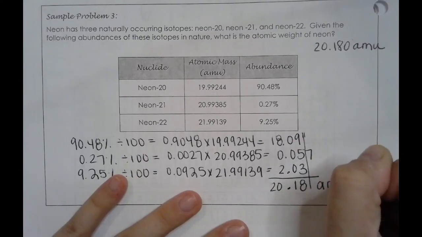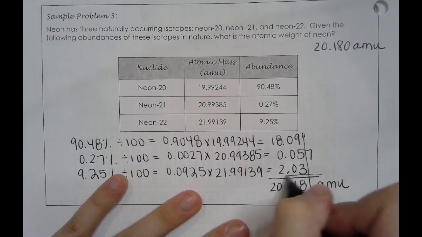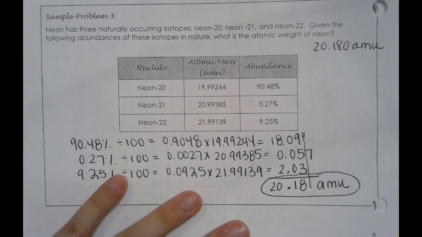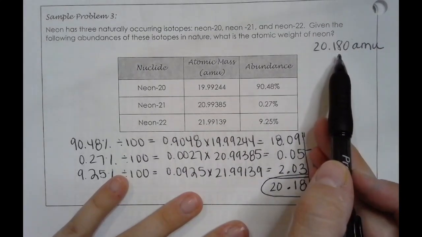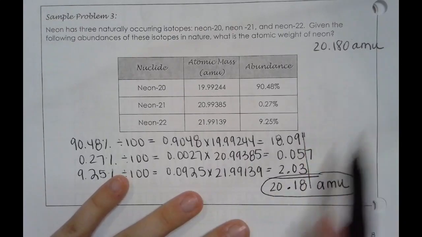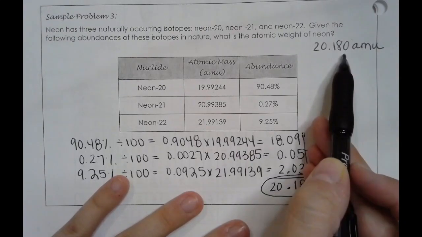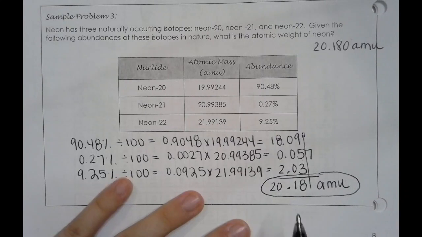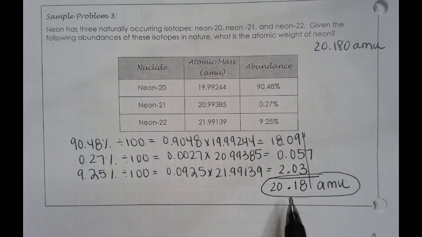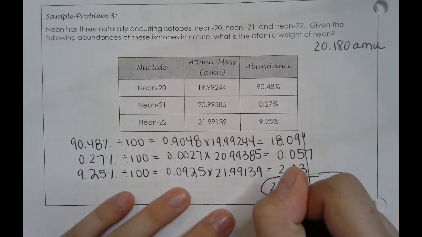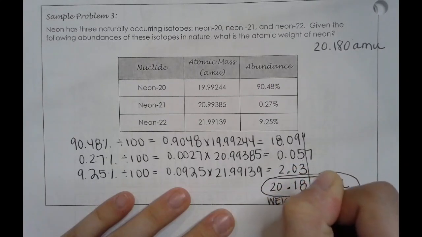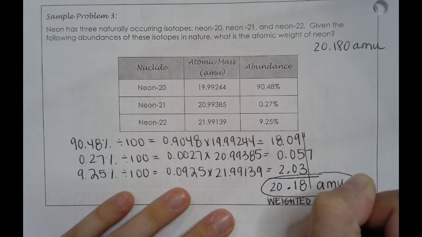Units are atomic mass units. And if you look, we were spot on to the atomic weight on the periodic table. So this is how atomic weight is calculated. We have to keep in mind the percent abundances for each individual isotope and find a weighted average. That's what this is called, a weighted average.